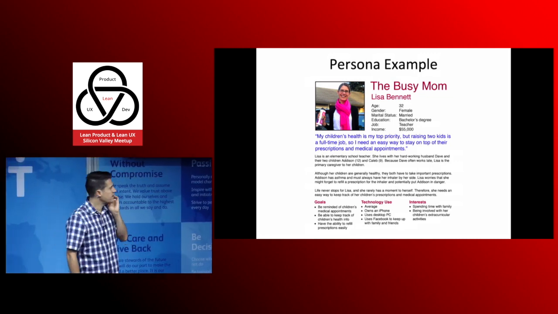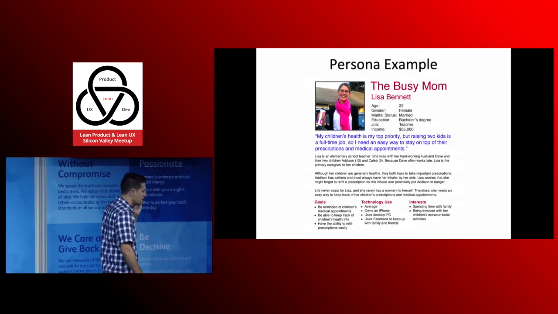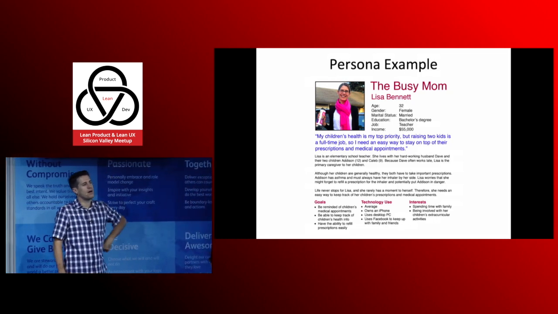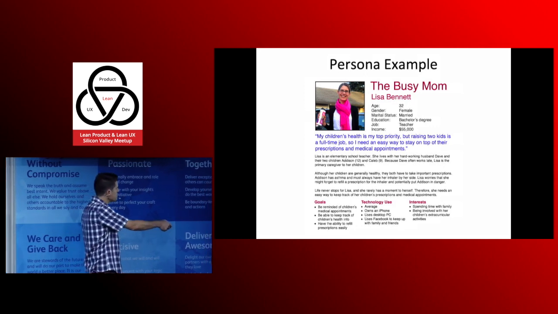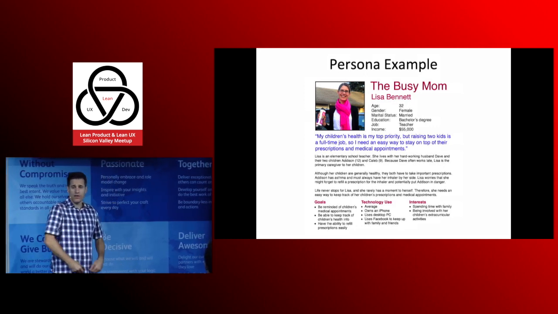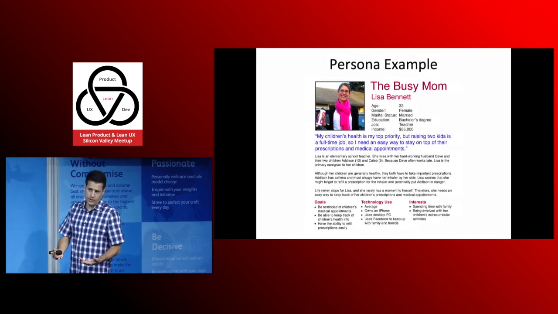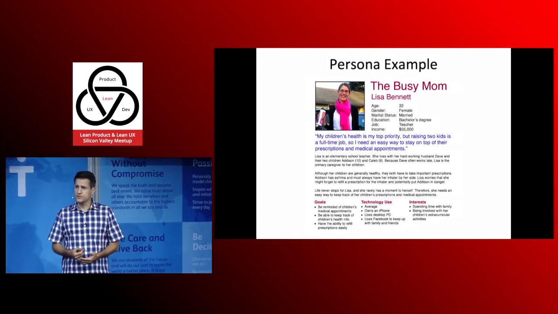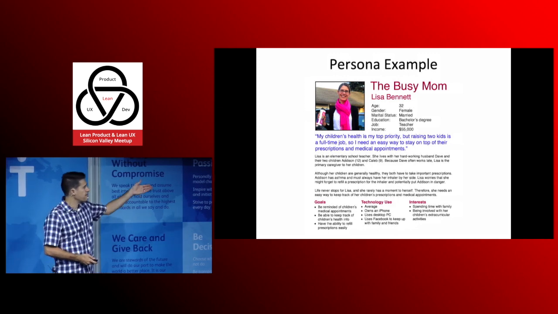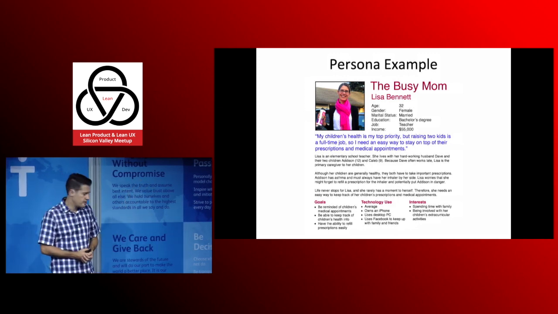That's very handy so that if you're in a meeting and you're having a debate, someone can say, well, what would the busy mom want? What would they prefer, right? The other thing, probably the most important, is the quote, where they're in their own words, in their own voice, explaining what their pain point is. That's really important so that everyone on the team can empathize with them and understand what their need is.